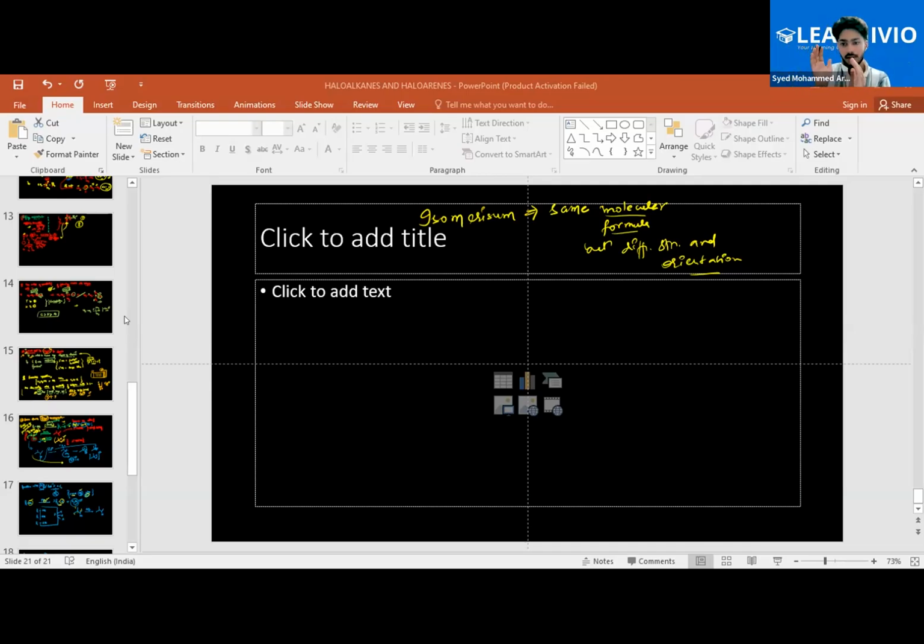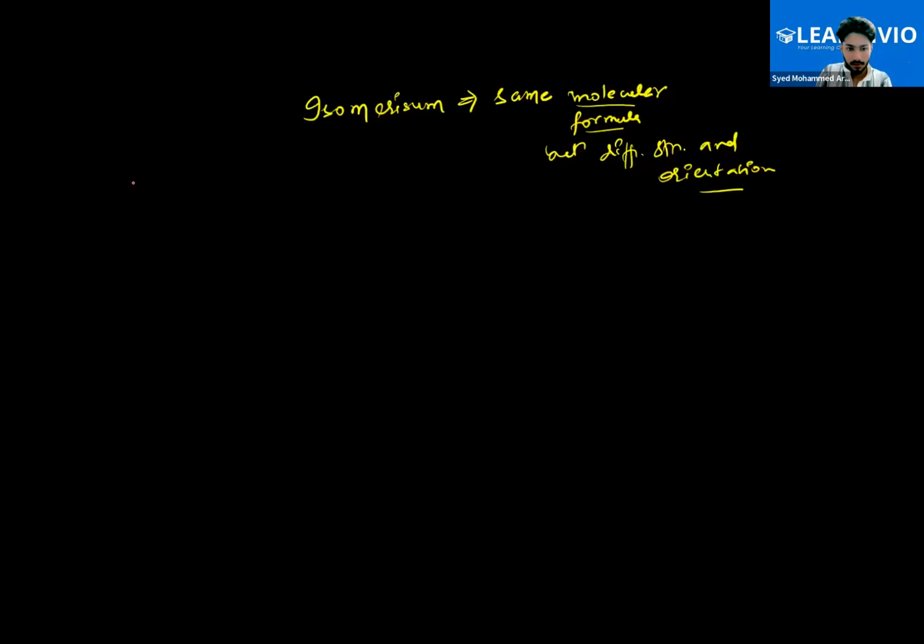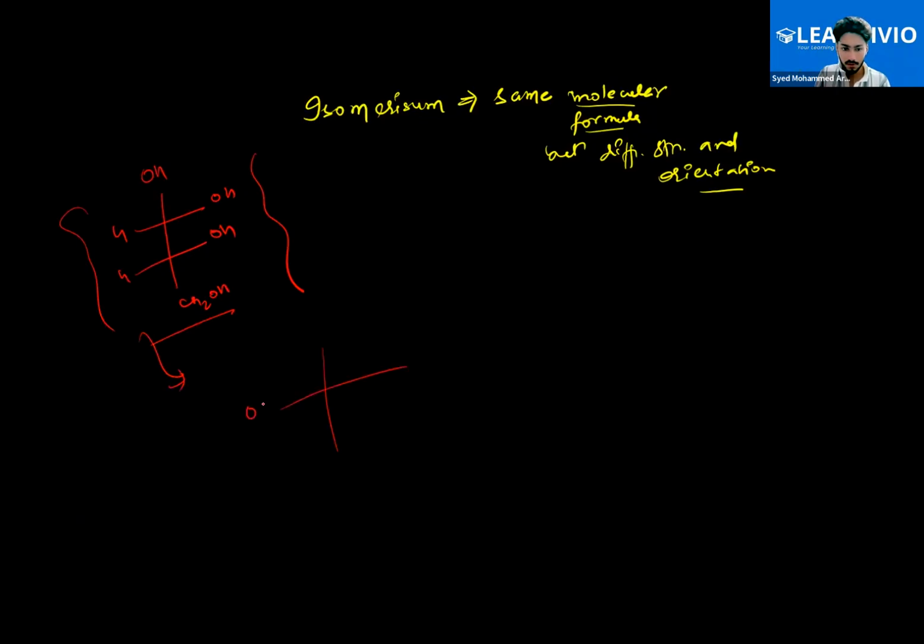Orientation is the thing. Orientation means, I'll explain about the orientation. If you see, this is my OH, this is my CH2OH, and this is my OH, this is my H, this is my H, this is my OH. So this is one type of compound. But if I change the orientation, like this: OH, H, H, OH, H, CH2OH.